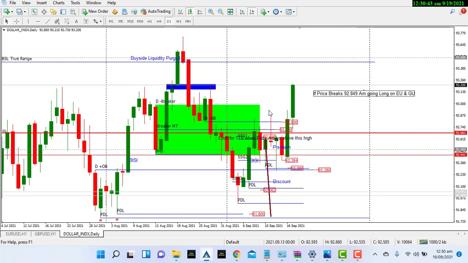Okay, now on this candle we cleared out the buys, then we came down to take out the sells.